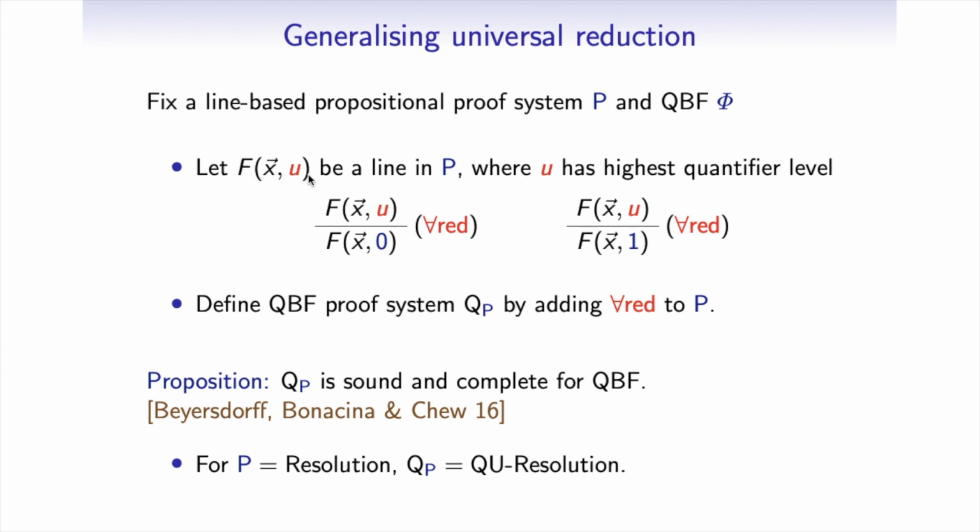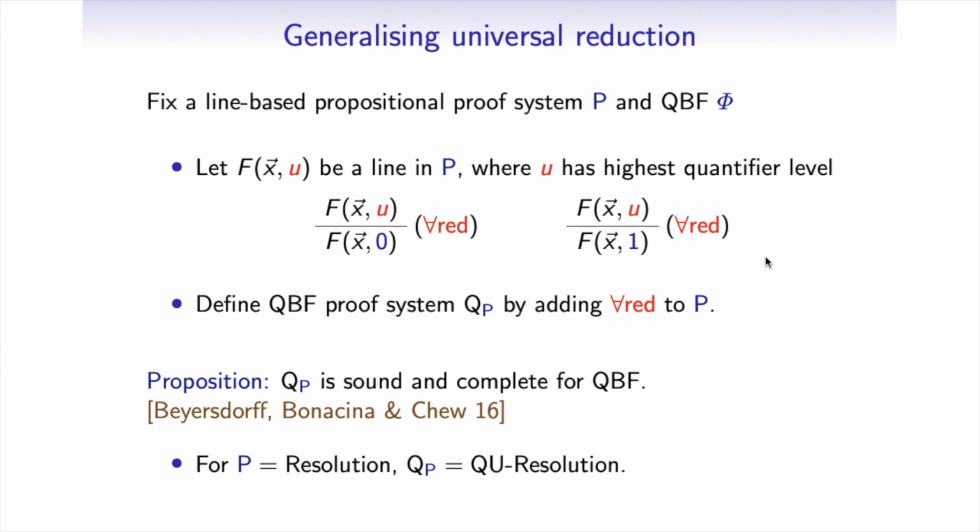So suppose you have some line F which is reachable in P, and it contains this universal U, where U has the highest quantifier level. That means U is quantified after everything else which appears in this F. What universal reduction allows you to do is to assign this U. So you can assign it either 0 or you can assign it 1. All right?